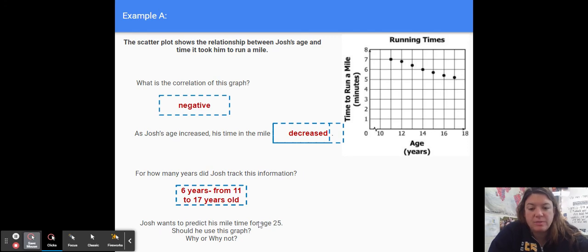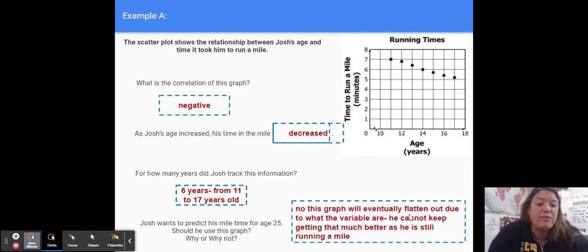If he wants to predict his mile time for age 25, should he use this graph? Why or why not? So think about what these data points are. This is time to run a mile. And really, you can only get so fast at running a mile, right? So as he gets older, it might get a little bit better, but then it's probably going to flatten out. And as he gets even older than that, it might even go back up, right? So definitely, I wouldn't use this graph to predict at 25 based on the variables that are used in this situation.